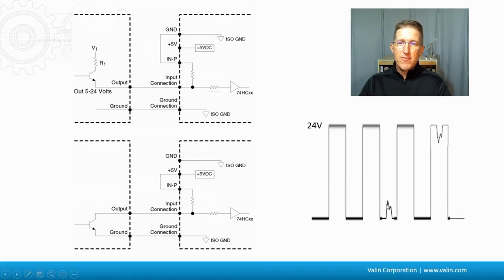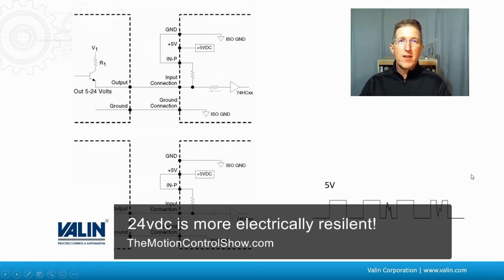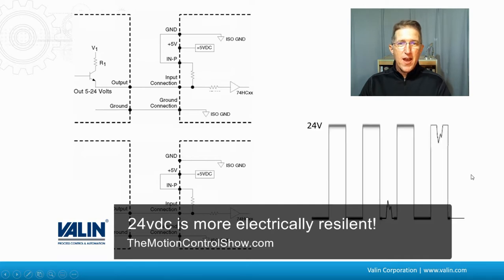Well, if you have that same voltage spike on a 24-volt signal, it's not nearly going to cause a problem, because this is only 5 volts out of this 24 volts. So 24 volts is definitely less electrical noise prone.